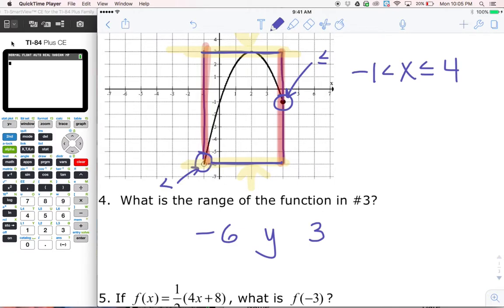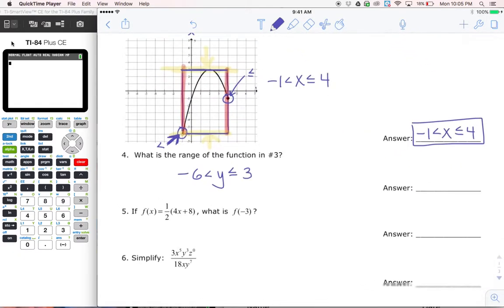Now we've got to pay attention to our inequalities. Here when y is -6, it's an open circle, so a less than sign. At the top, there's no circle at all, which means that we definitely want to use less than or equal to. Unless you actually see an open circle, go ahead and use this inequality. So that's my range: -6 is less than y is less than or equal to 3.